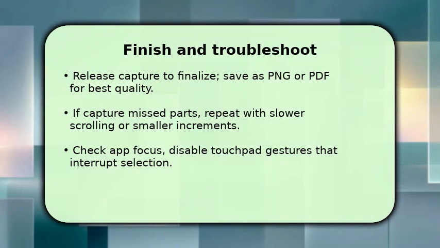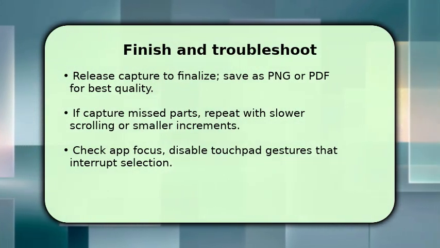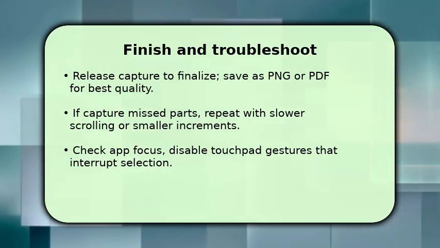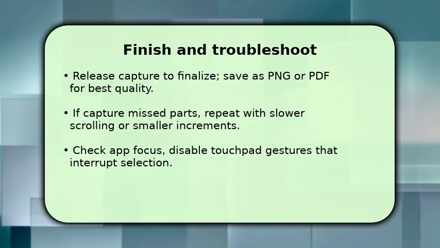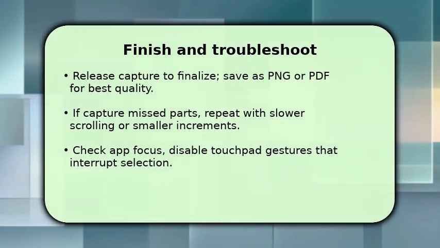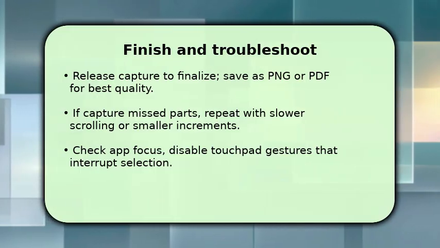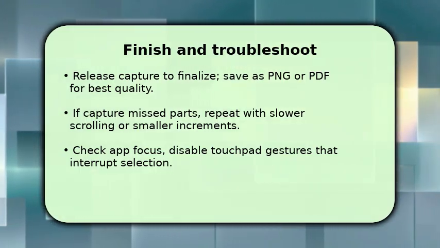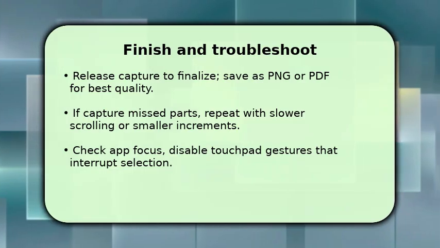so text remains readable. If parts are missing, repeat the process with slower, smaller scrolls or take overlapping captures and stitch them. Make sure the target app stays focused. Background notifications or gesture settings can cancel selection. One quick troubleshooting tip: if scrolling stops the snip, disable touchpad three-finger gestures.